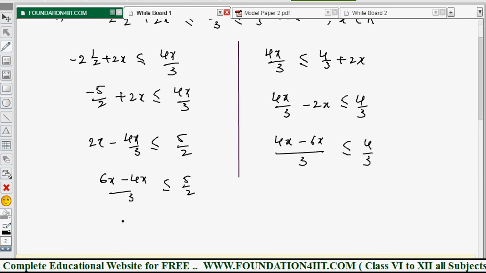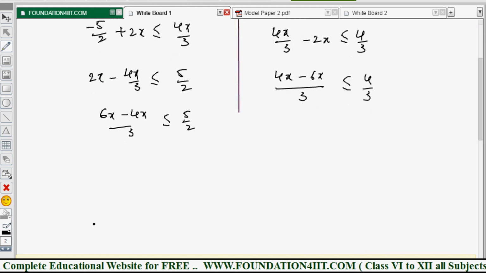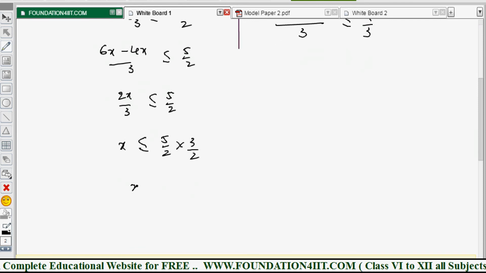You can do cross multiplication, same, simplify, that is 6x minus 4x is 2x by 3 less than or equals to 5 by 2. Then x is less than or equals to 5 by 2 into, this is 3 by 2, 2 by 3 becomes 3 by 2. So that is x is less than or equals to 5 threes are 15 by 4.